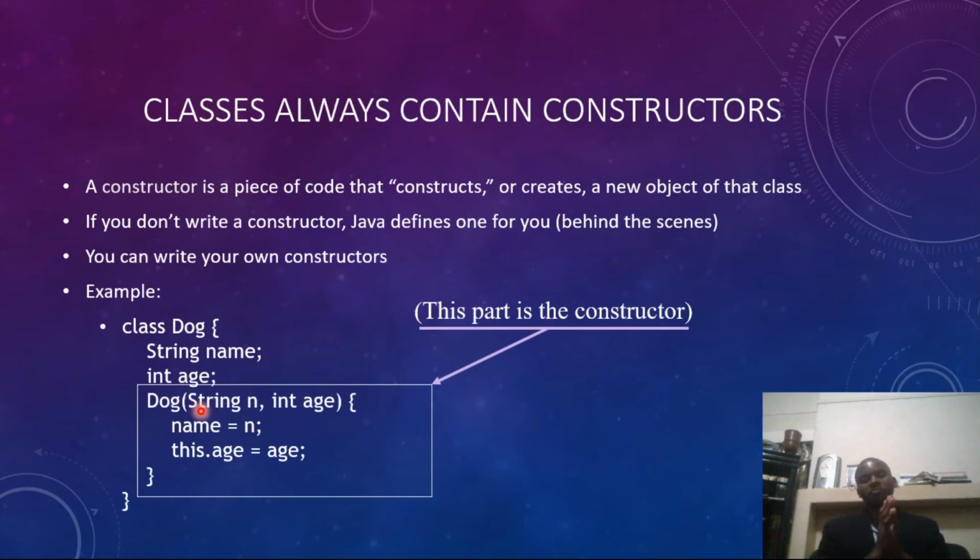Normally we put the constructor just below the data members, and it must have the same name as the class, and it doesn't return any type. Like here you don't have void or int, you just have the name of the class, and then here you can put arguments, or parameters, as many as you want.